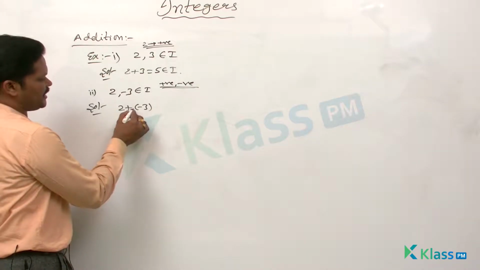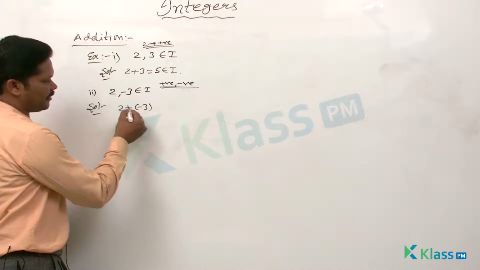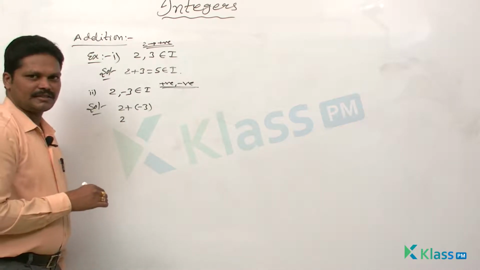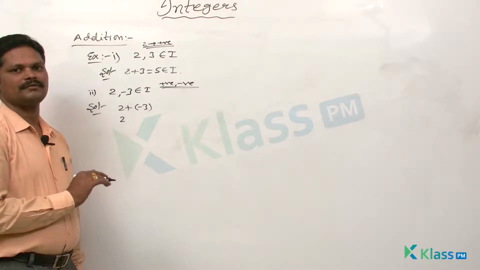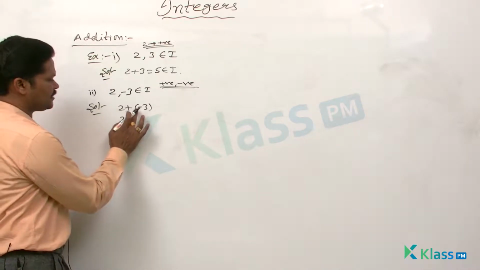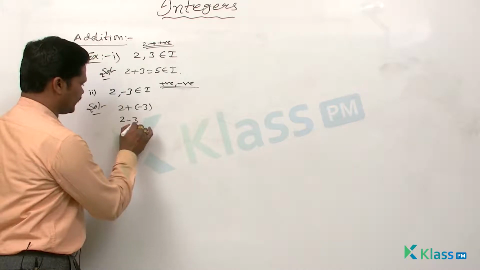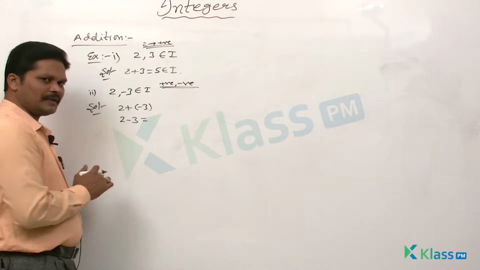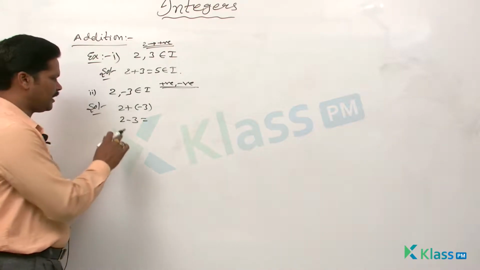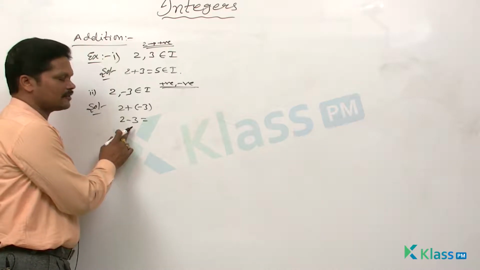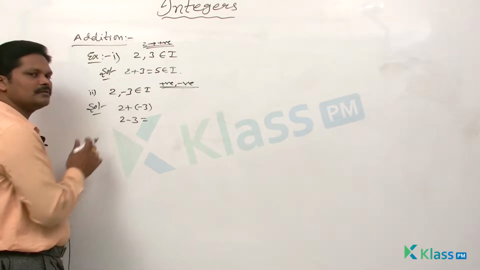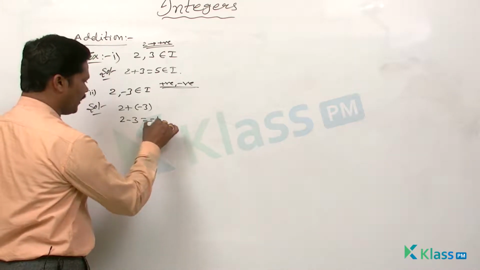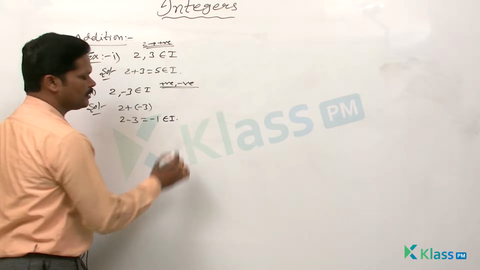So 2 plus minus 3. Whenever we have one basic operation after another in the calculations, we should use multiplication. Plus into minus, you will get minus. Now we are doing addition actually, but what we are doing is subtraction. Why? Because after applying the multiplication, we have subtraction. So minus 1, this also belongs to integers.